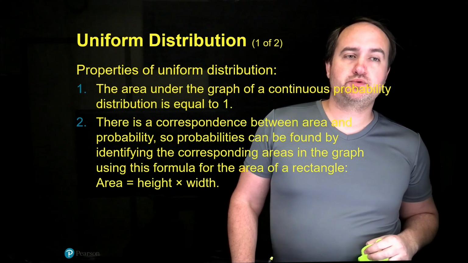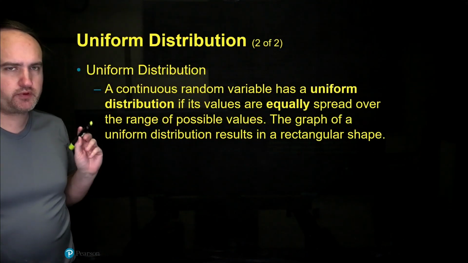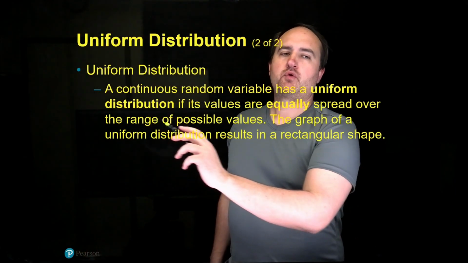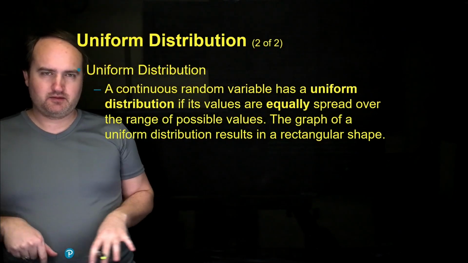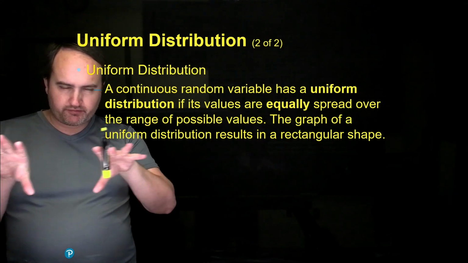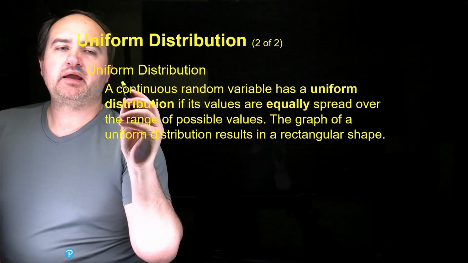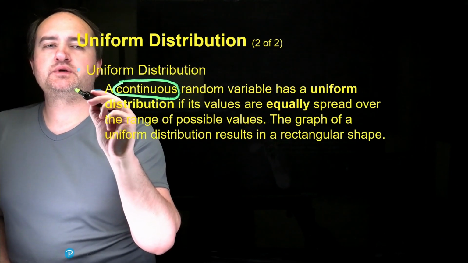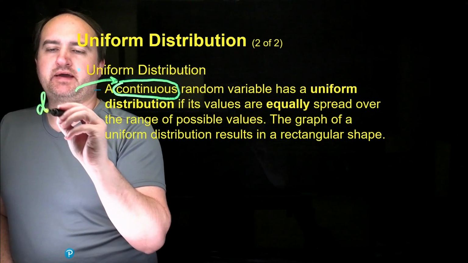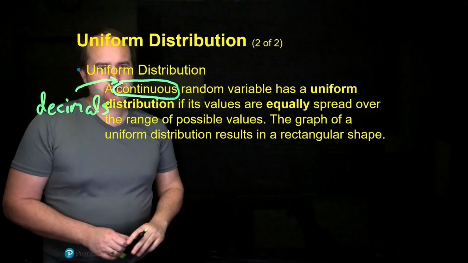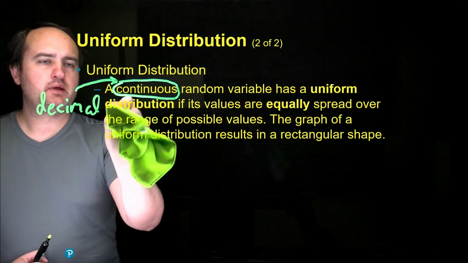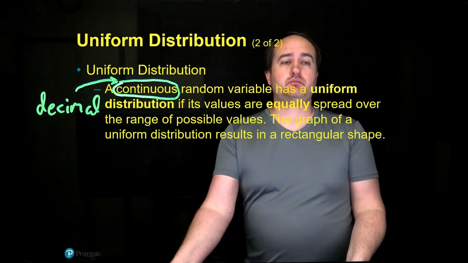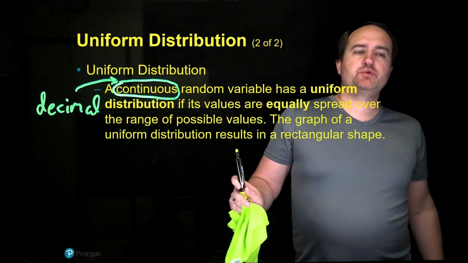Let's see some examples of the uniform distribution, and here's also the formal definition in case you're wondering. A continuous random variable has a uniform distribution if its values are equally spread over the range of possible values. Now, it doesn't have to be exactly a rectangle. When we were doing histograms, we saw that it was roughly rectangular. However, here, because we're talking about a continuous random variable, remember that continuous means that we have decimals. And if we have decimal values, there are really an infinite number of possibilities, because with a decimal you can always write out more and more digits. So the graph of a uniform distribution results in a rectangular shape.